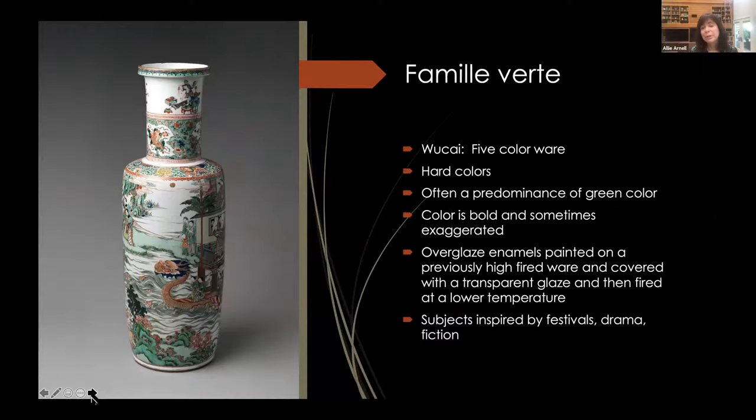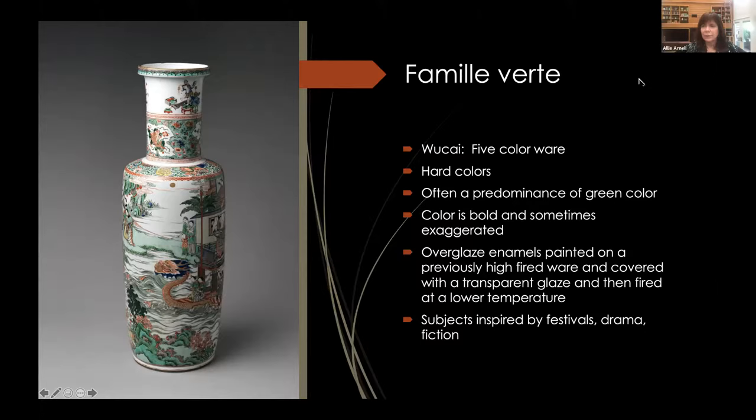I'd be happy to do that, but I know you have the rest of your day you wanted to get to. So we are going to just look at a couple of moments in this polychrome decoration. And we're first going to look at what the West describes as famille verte, which is a green family.